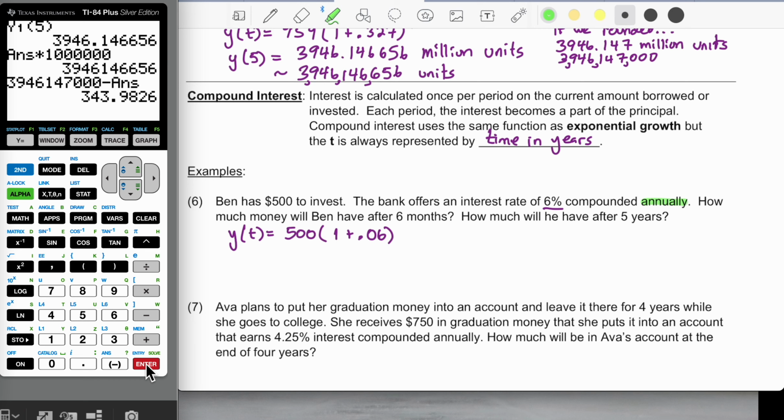All right, now they say how much will Ben have after 6 months. Because time is in years, we have to let t be equal to 1/2. All right. And so 1/2 of a year.